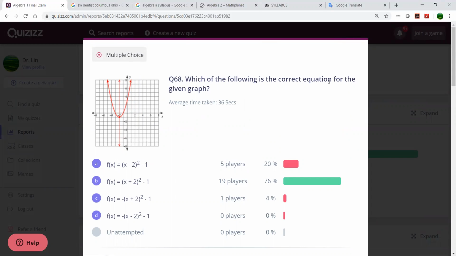Which one is the correct equation for the given graph? Oh, the last one would be easy, right? So firstly, we find, like this parabola, the first most important thing we need to find out. What do we need to find out? Vertex. The vertex here is -2, 1, right? So if you know this one, it will be easy.